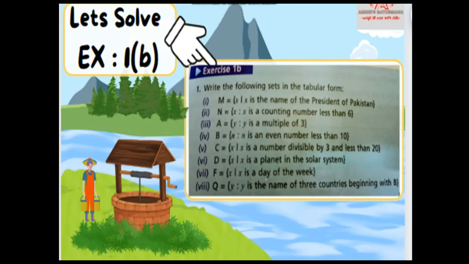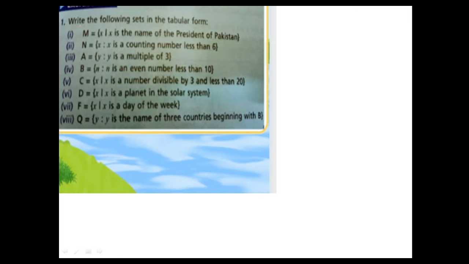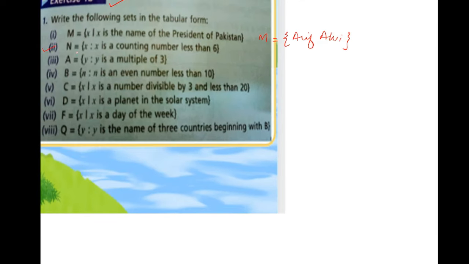Now let's solve exercise 1b. In the first question, exercise 1b, write the following sets in tabular form. The second one is n is equal to x, where x is a counting number less than 6. So n is equal to numbers less than 6: 1, 2, 3, 4, 5. 6 will not be added over there as it's less than 6.